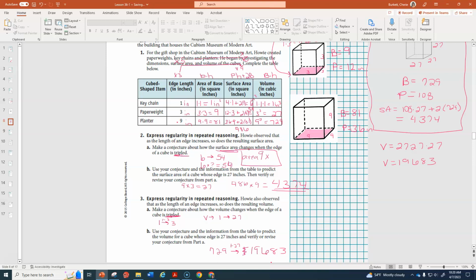I don't see the word triple, but if I triple the edge, my volume changes by 27. There is a connection between those two, and that's what we're going to discover.